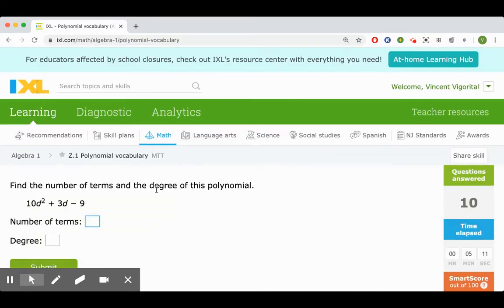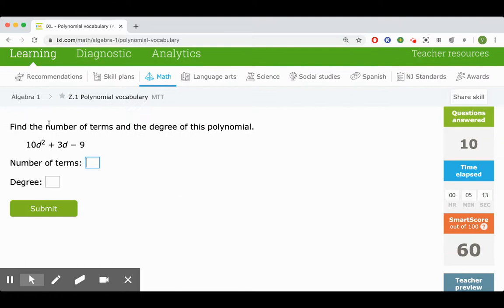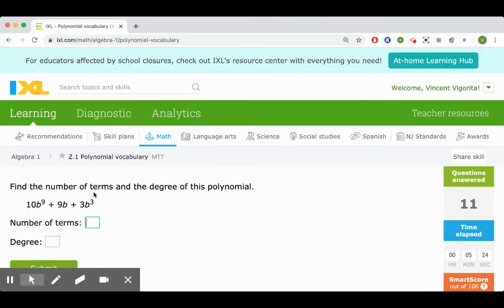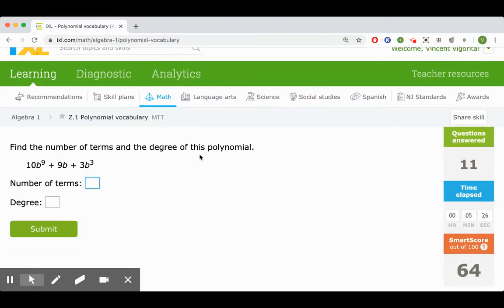I think you get the idea. Find a number of terms and the degree of this polynomial. 3 terms. Highest exponent is 2, so the degree is 2. Now we're finding the terms and degree of this polynomial. So the first one here has a 9. Second one has a 1, 3. So the degree is 9. And you know the number of terms. It's 3.